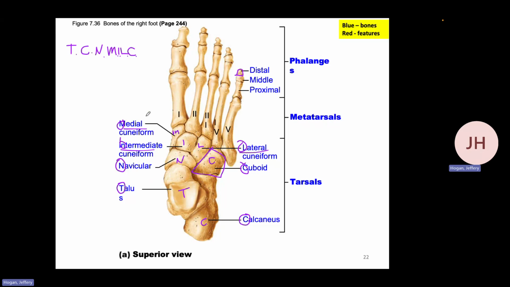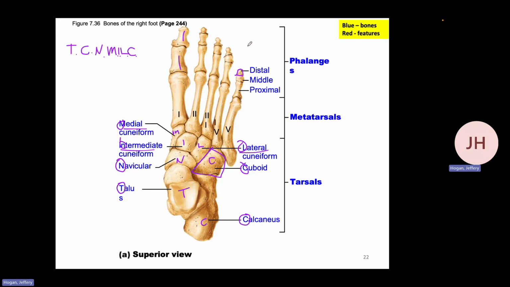So the metatarsals work just like the metacarpals, 1 through 5, starting at the big toe, or the hallux, and ending at the pinky toe. And here the phalanges work the same way. The big toe only has a proximal and a distal, whereas all of the other phalanges have a proximal, middle, and distal phalange or phalanx.